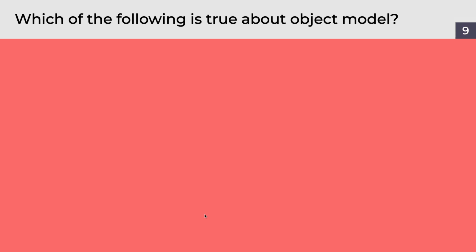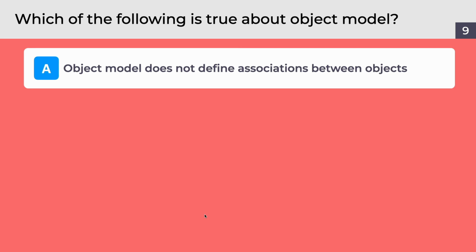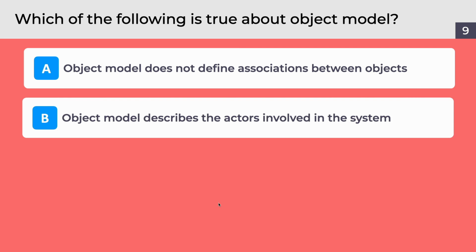Question number 9. Which of the following is true about object model? Option A, object model does not define association between objects. Object model is all about the property structures, function, and association. So definitely this is not correct. Option B, object model describes the actors involved in the system. I believe this one is not correct because the actors involved in the system is from the functional model, not from the object model.